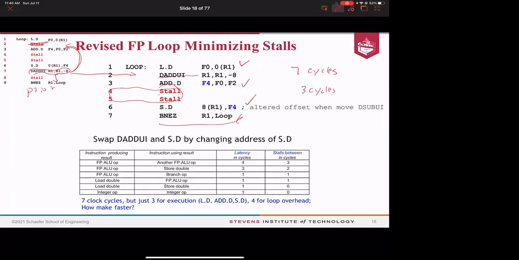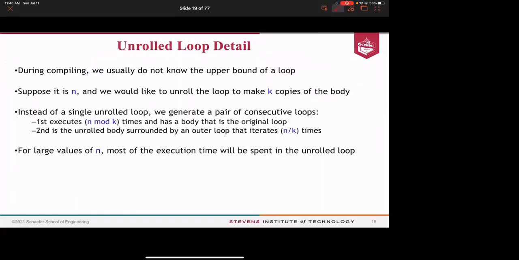Okay, so for reducing the branch overhead, this BNE is branch overhead, and this is also branch overhead, right? To reduce these two branch overheads, we can do loop unrolling. What is loop unrolling? Loop unrolling basically tries to unroll the loop so that in one iteration, you not only execute one instance of the loop, you execute several.